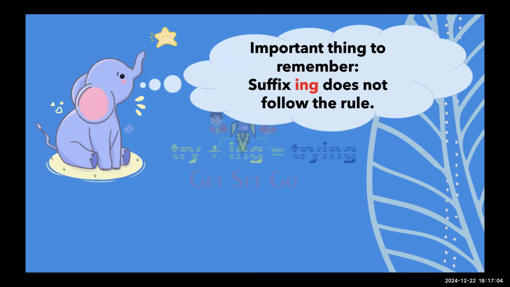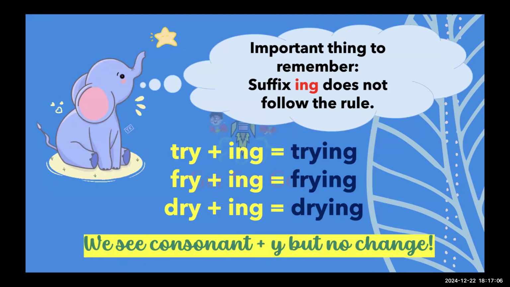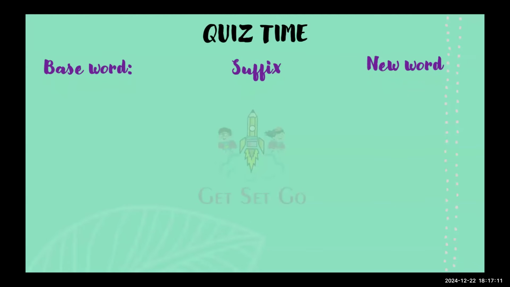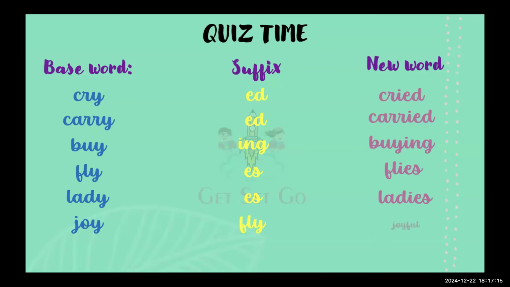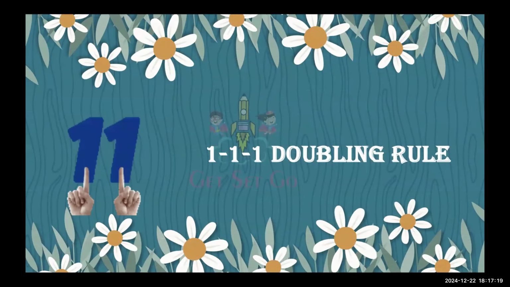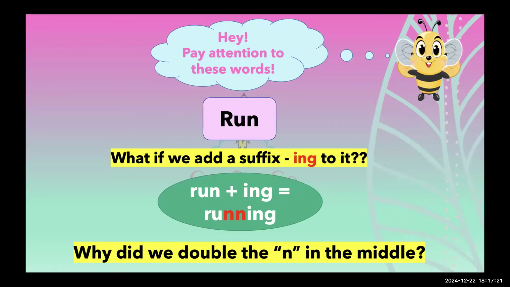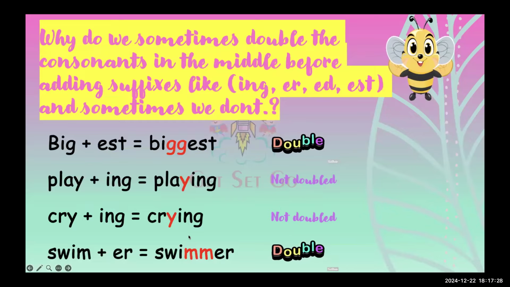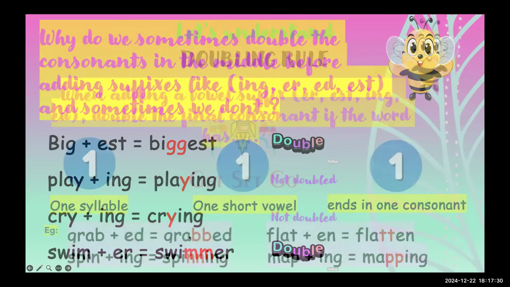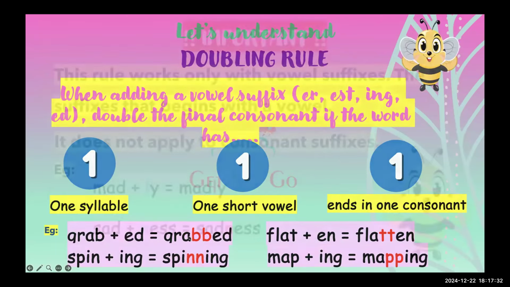And if you are doing your classes, if you are an online teacher, or even teaching offline, this PPT is going to be a lifesaver for you. In fact, for your own child, or if you are thinking to start classes, this is going to be the best tool. 1-1-1 doubling rule, where you double the middle consonant when you add suffixes. Explanation page: sometimes you double, sometimes you don't double. So why is that?